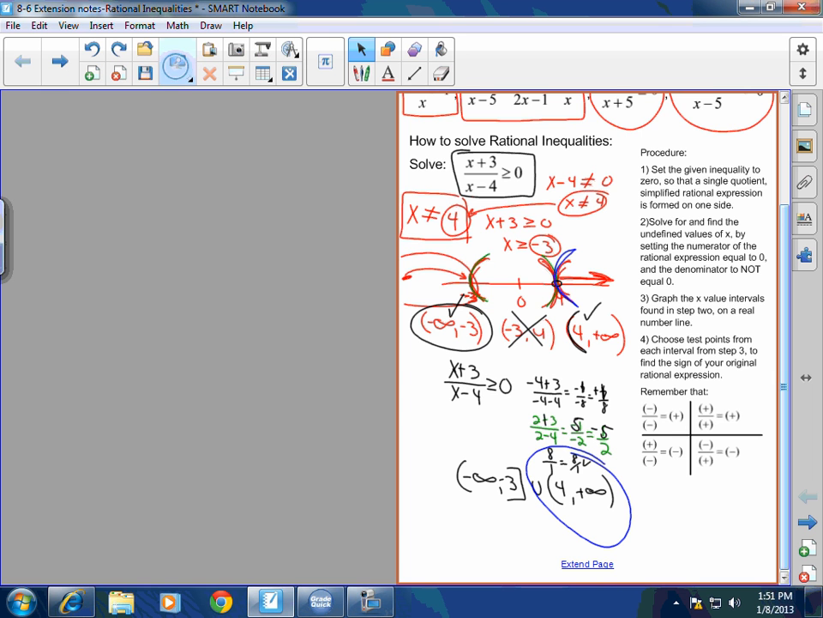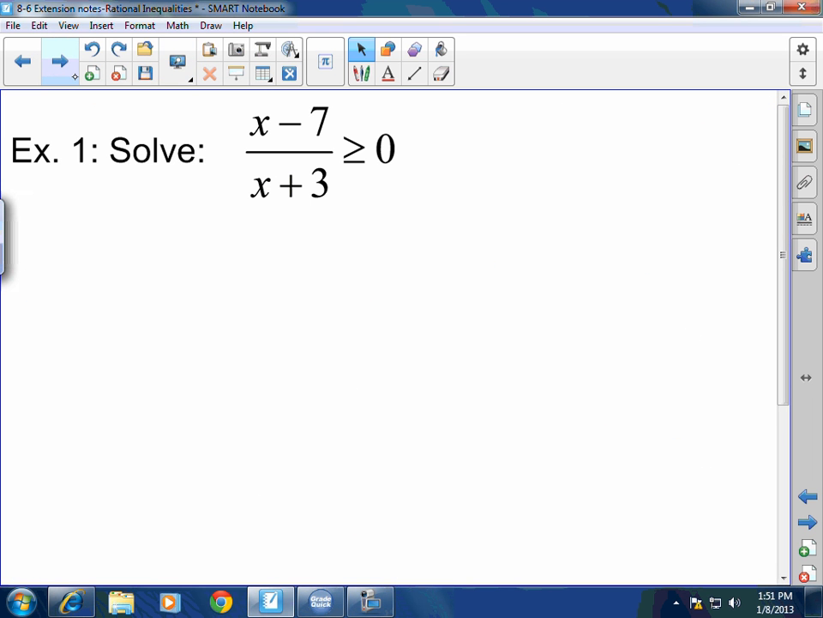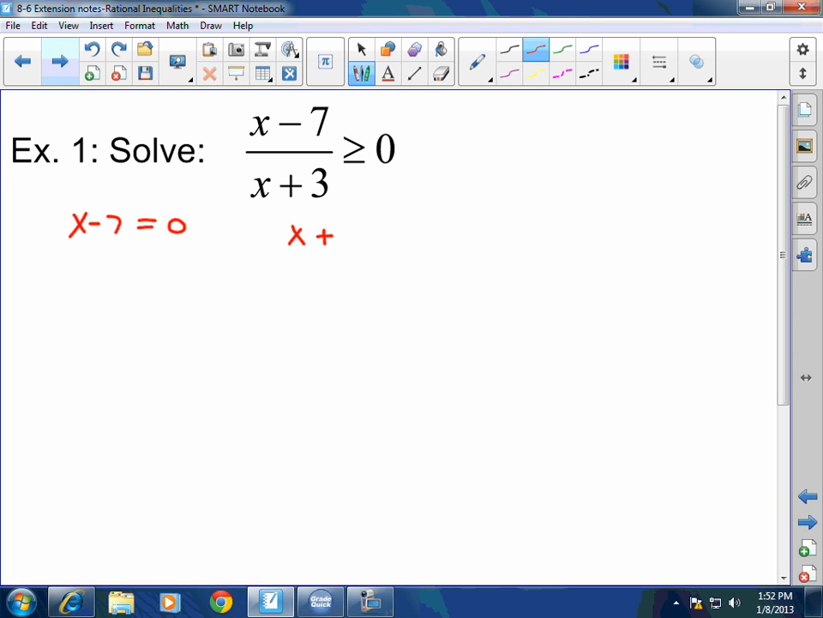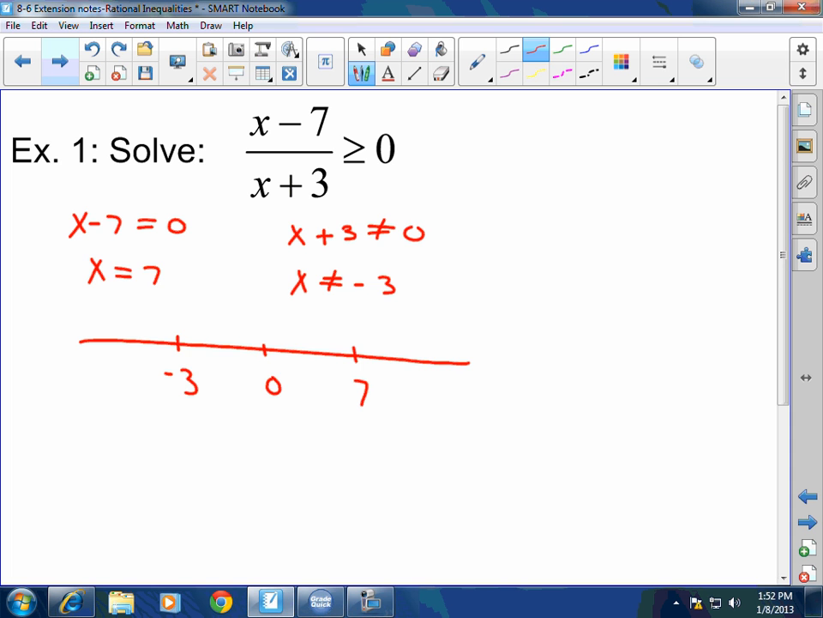Let me go ahead and move on to the next one. Okay, let's do a fresh one. First off, let's set the numerator equal to 0. So x minus 7 equals 0, and then set the denominator not equal to 0. So x is equal to 7, and x is not equal to negative 3. So I have negative 3, I have a 0, of course, and I have a 7. There are three intervals that are created here.